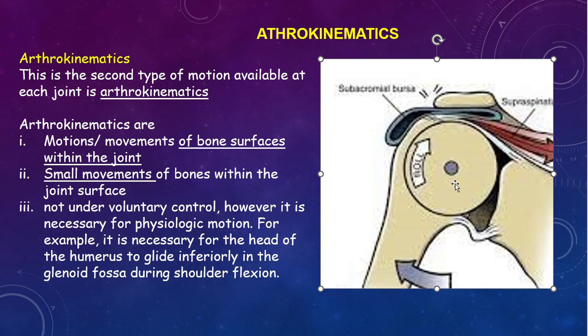So that's what we call arthrokinematics. So the arthrokinematics, compared to osteokinematics, are not large movements. They are small movements. They are not under voluntary control. That's why we call them accessory movements. So these are points of differences between arthrokinematics and osteokinematics. They are small movements, they take place within the joint, and they are not under voluntary control. For that reason, we call them accessory movements. And like I told you, there are just 5 of them.